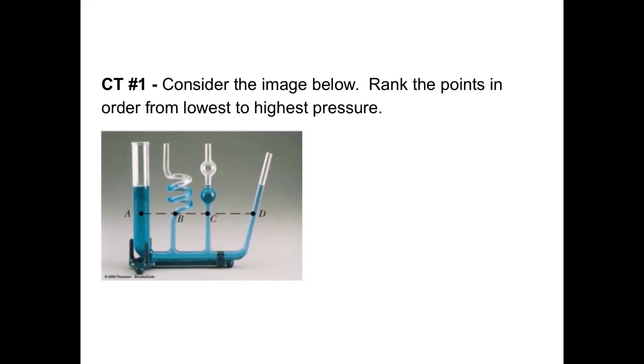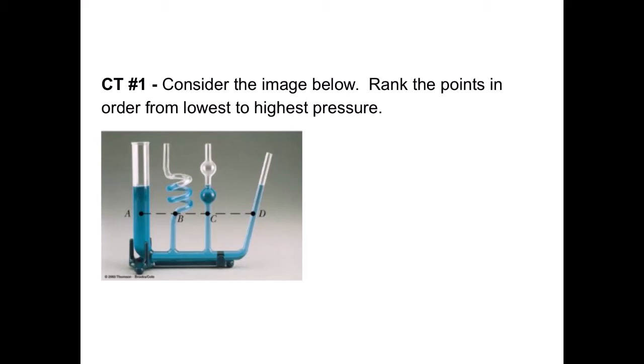So in this first question, look at the image below. You've got some different colored fluids. You got points A, B, C, and D. Each one is under a different volume of fluid there. So you've got a bulb, a swirly thing, one that's just kind of straight at an angle there. So the question is, can you rank each of those points in order from lowest to highest pressure? All right, go ahead and give it a try.